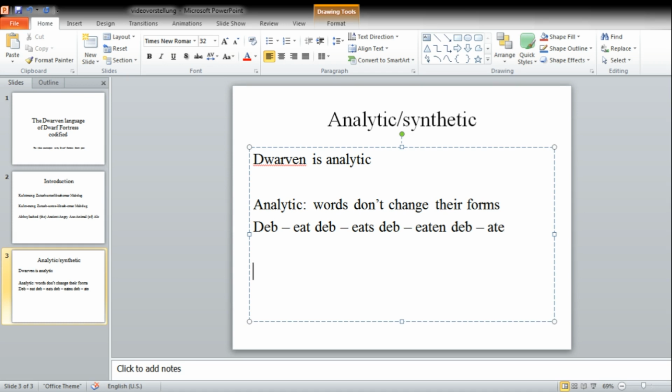Also, in Dwarven, there is no change of nouns either. There's no declination of anything at all. Remember, declination means changing of a word's form to change its meaning.